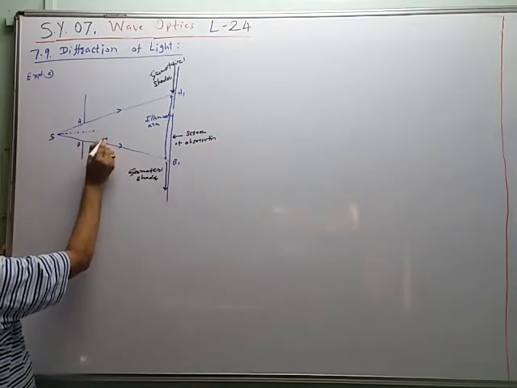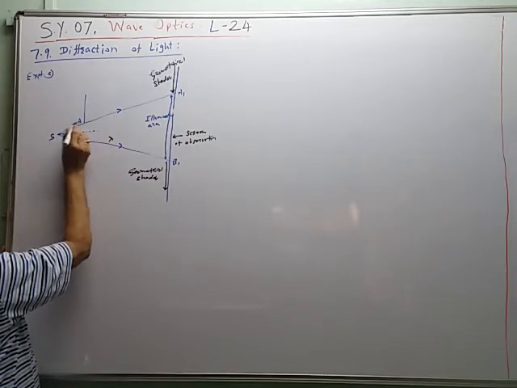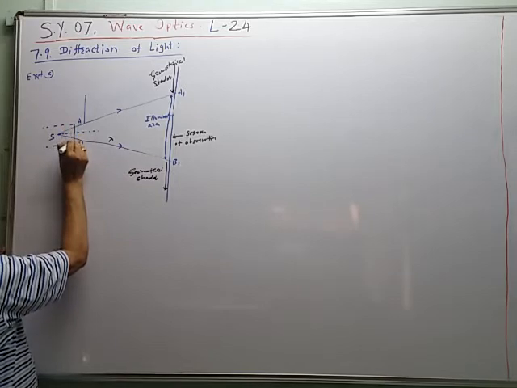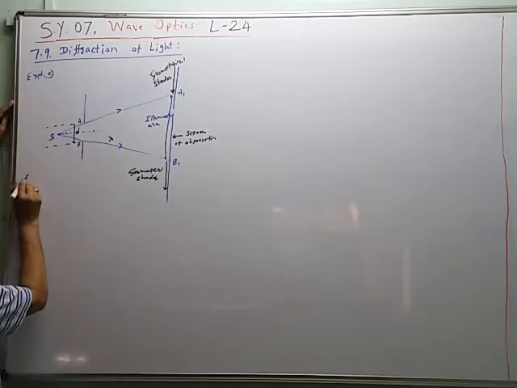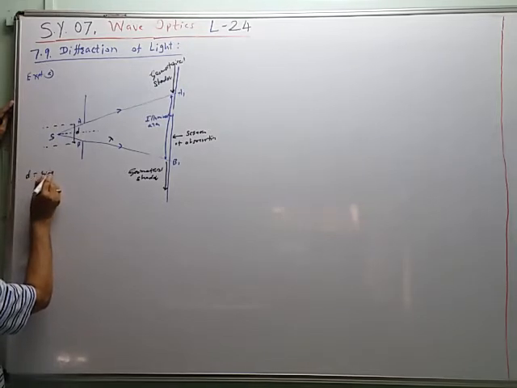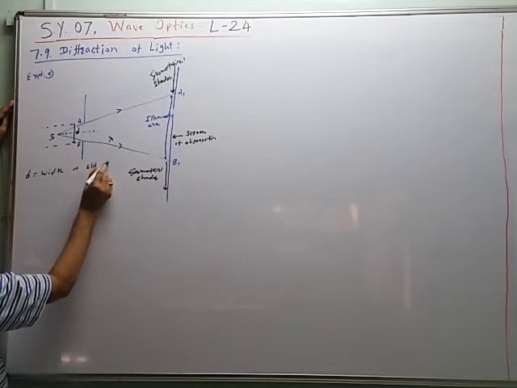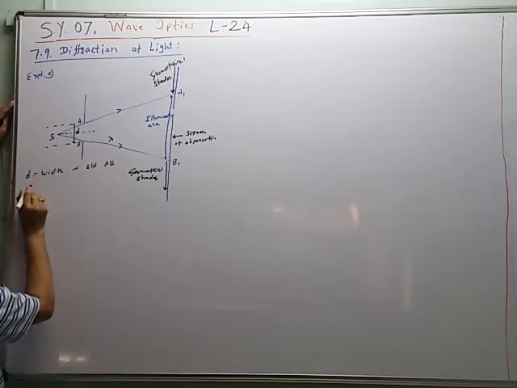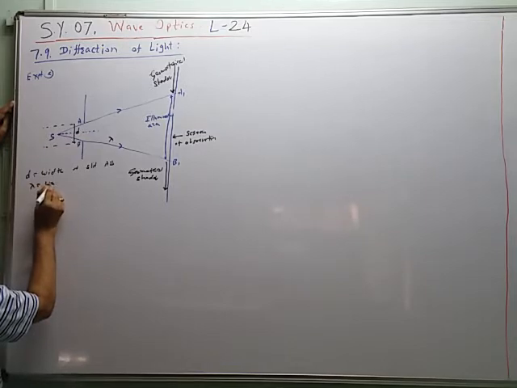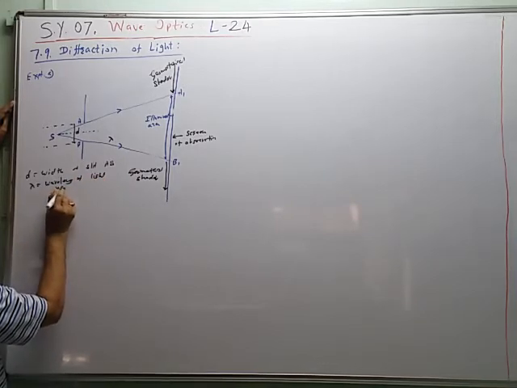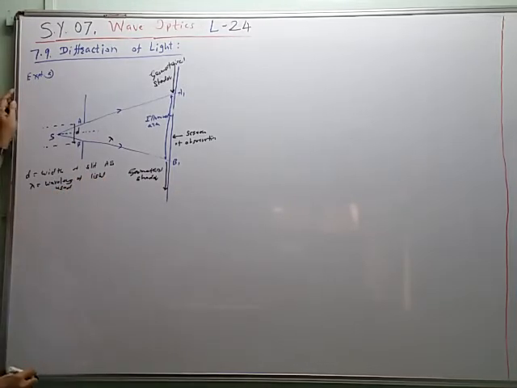This light wave has wavelength lambda, and this distance between A and B is d. So d is the width of the slit AB. Lambda is the wavelength of the light used here. It is a monochromatic light.